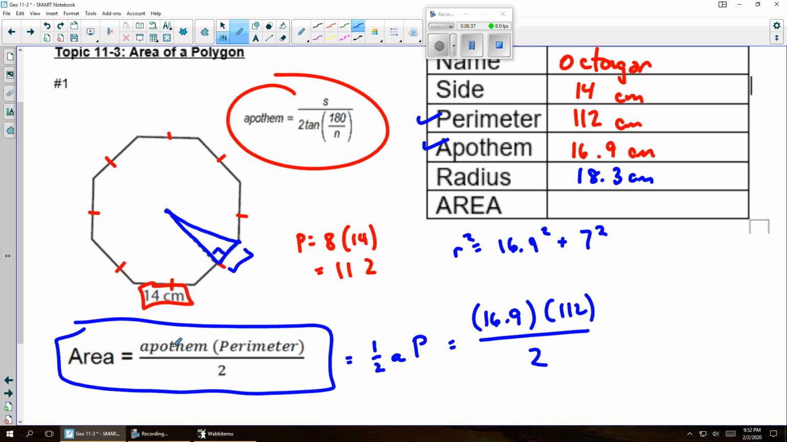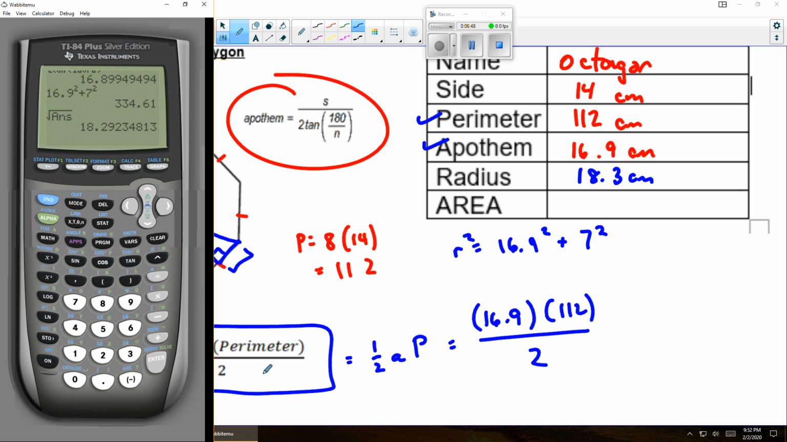And I'm not going to go through and prove this to you, but basically it's combining a bunch of these different triangles, and we know how to find the area of a triangle, and it works out to be that formula right there. So on my calculator, 16.9 times 112. I like to do this in 2 steps. Divided by 2, 946.4.